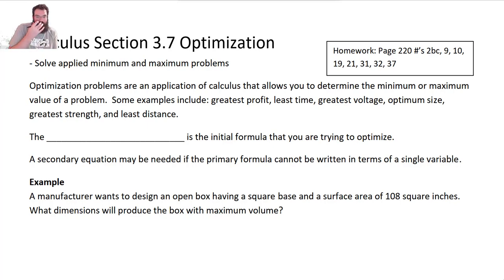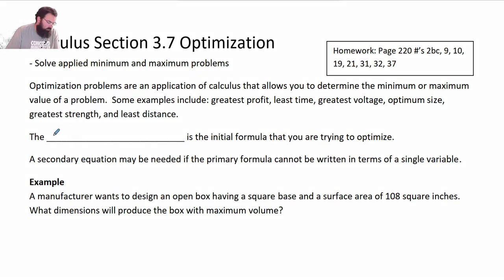Okay, let's go through some optimization. So we're applying some minimum and maximum problems. Again, this is not that big of a section on the AP exam, so why do we do it? Well, because it's calculus, and you're in Calc BC. You're in Calc 2 right now, so it'd be nice to do some basic level of calculus. And so let's go and determine what we got to do here.